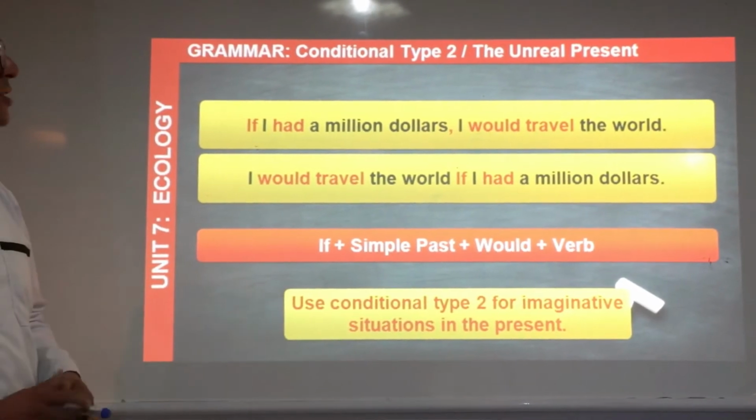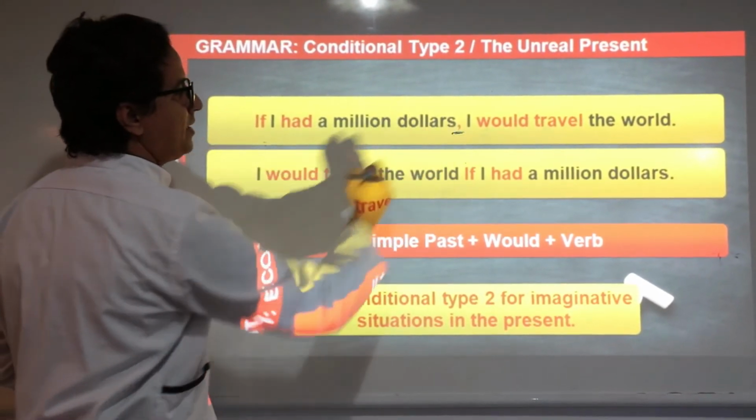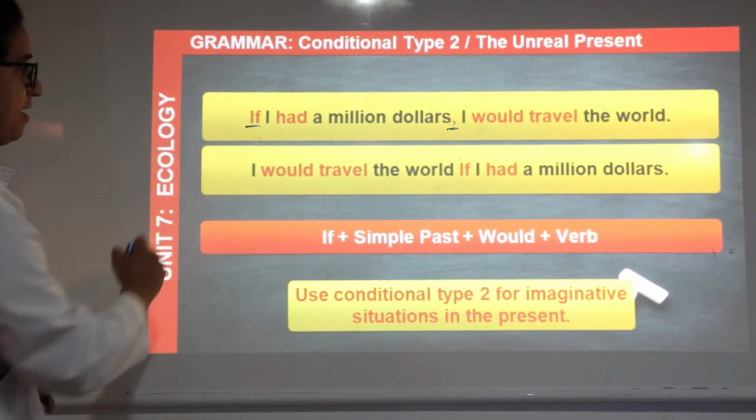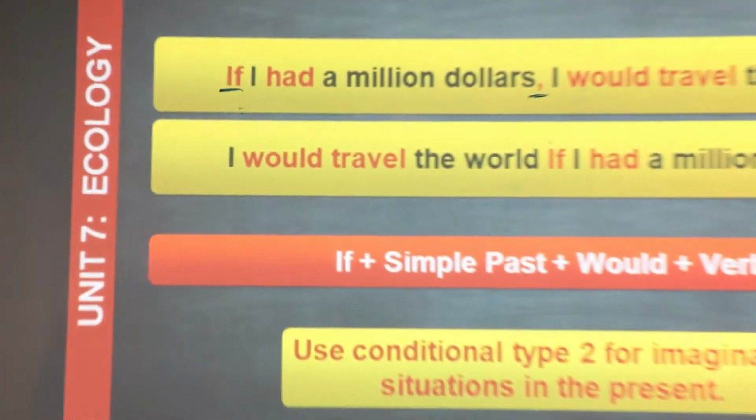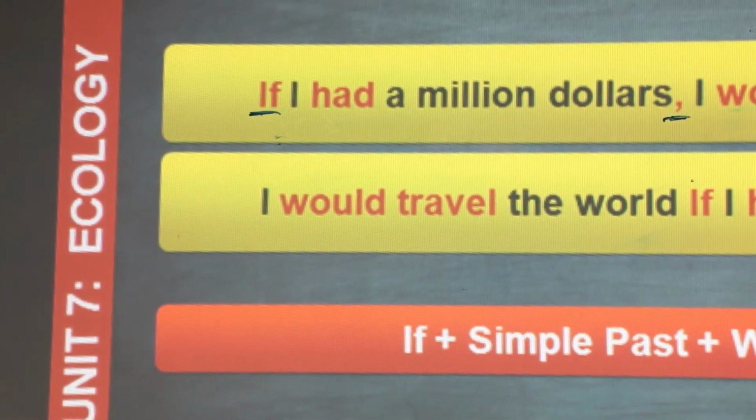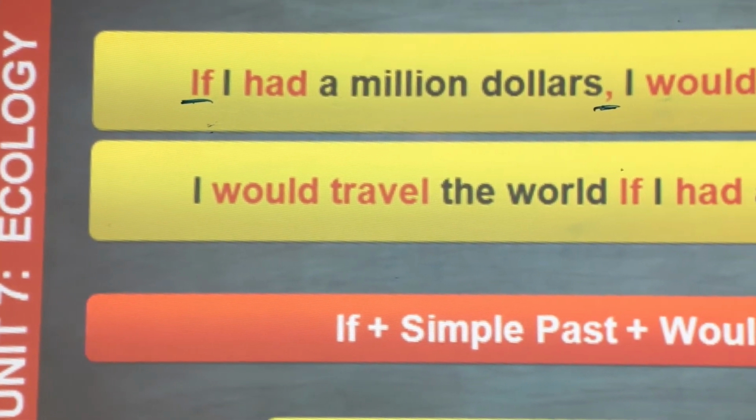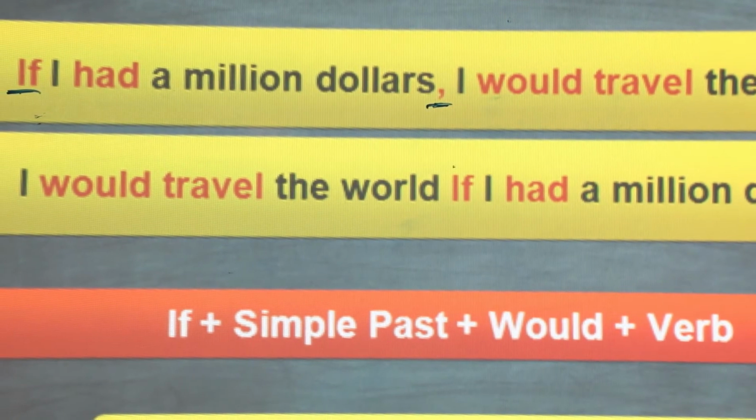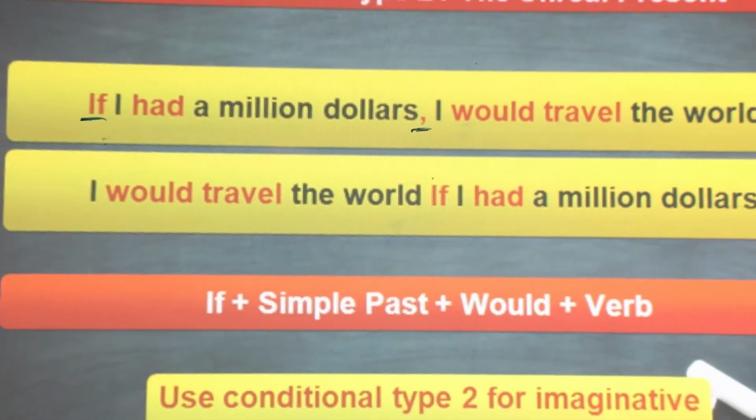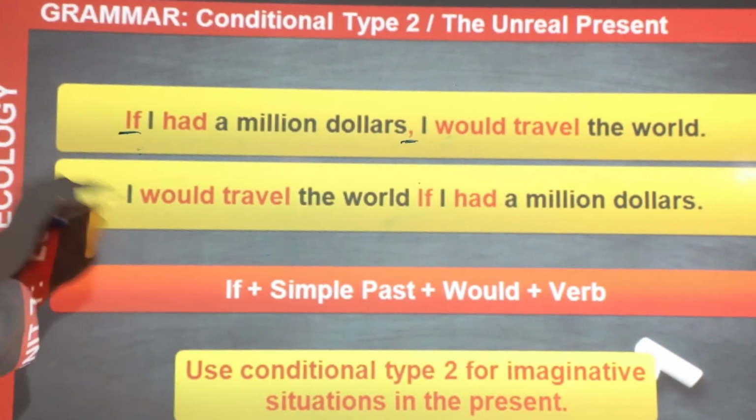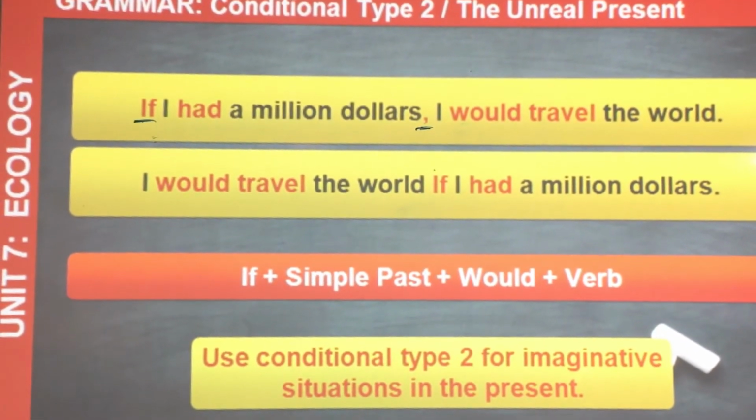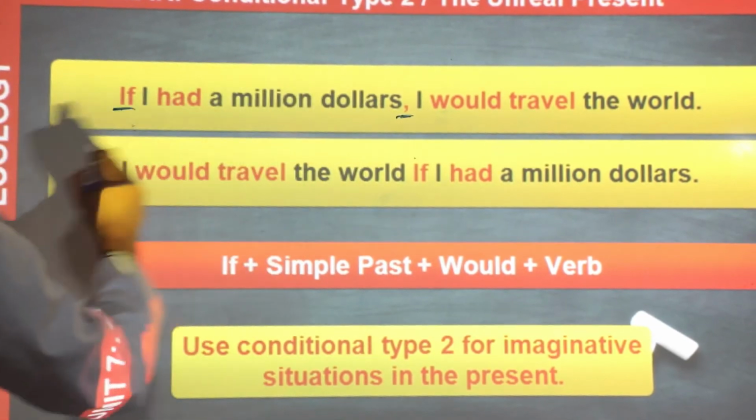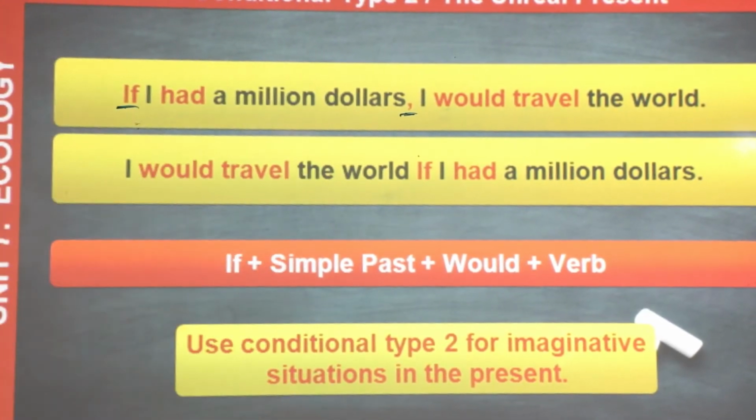All right, so let's look at this example. If I had $1 million, comma, I would travel the world. If I had: it's the simple past of the verb have. If I had $1 million, I would travel the world. Let's move to the second way of saying the same thing. I would travel the world if I had $1 million. What do you notice, guys? What is the difference between this sentence and this one? Yes, that's a good point. There is no comma here. Here, there is a comma.